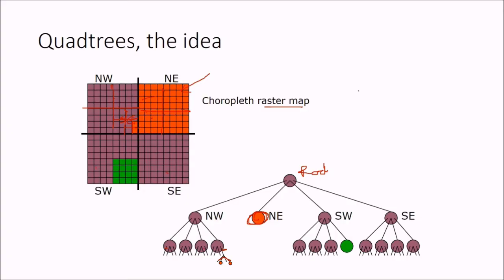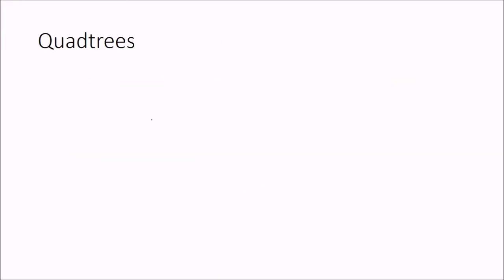These two are filled. That means northeast and southeast are filled. So northeast and southeast will be made this color. And what about the southwest? Southwest we divide into 4, and we know this partition, southeast, so we make it green. So this is the idea of the quadtree.